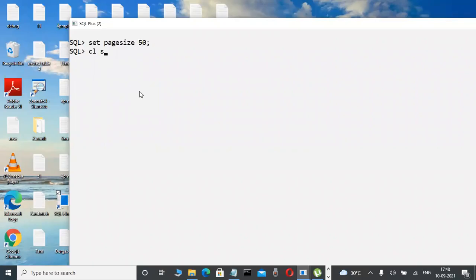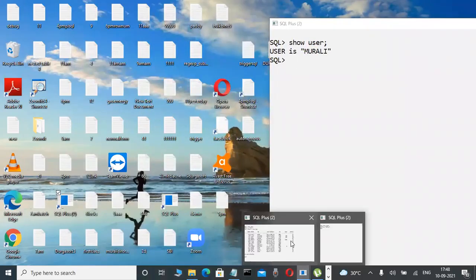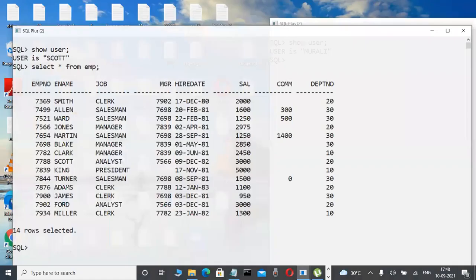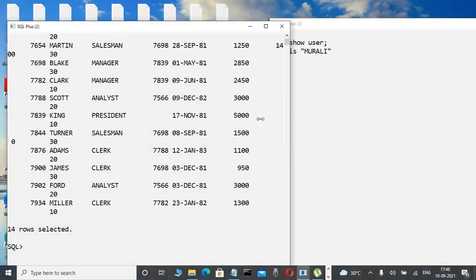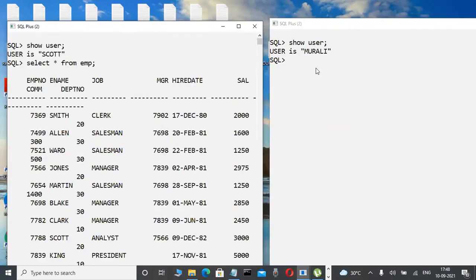Some comments are there later. Now check it out. Here, show user. Okay, fine. Murli is a user. Slowly up through here. Murli is one employee, easily understandable. Another employee, Scott, is there. For example, the Scott user, the Scott employee, has an EMP table.